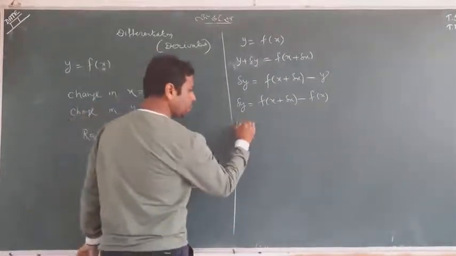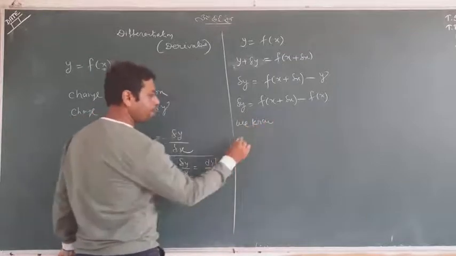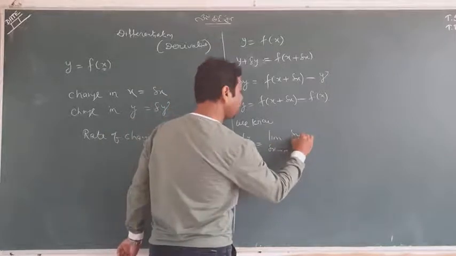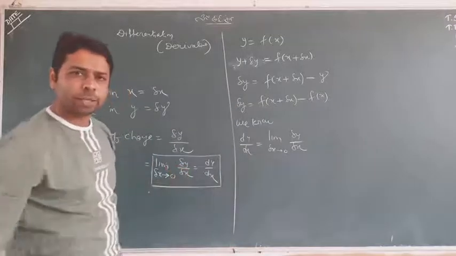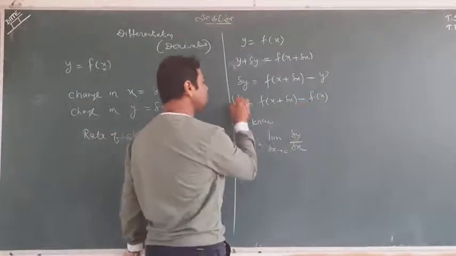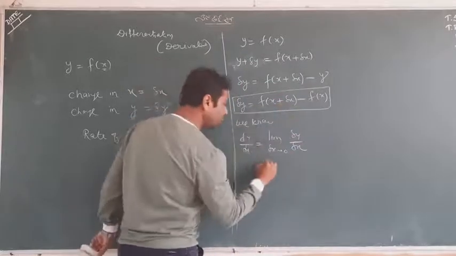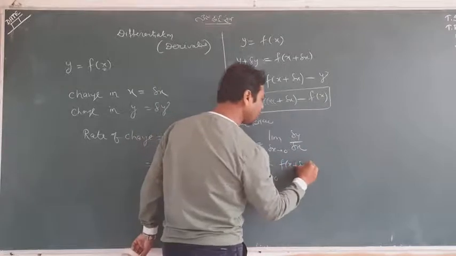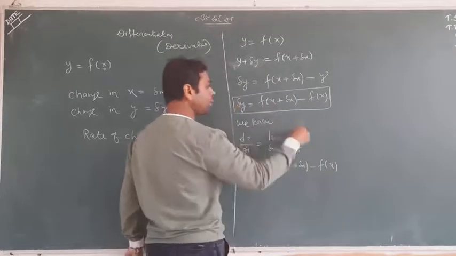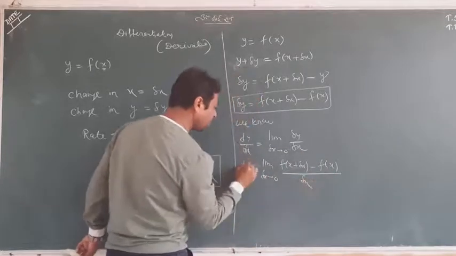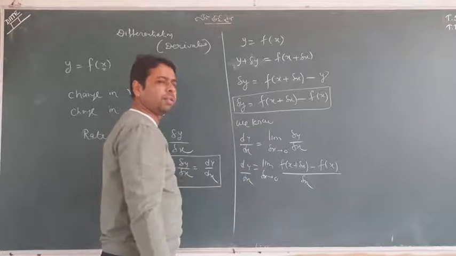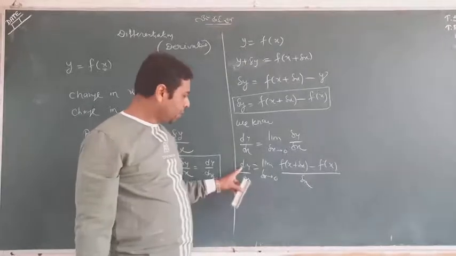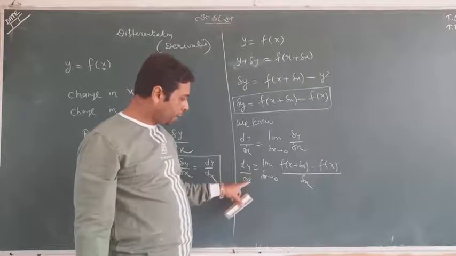And student, I will now use this formula. We know dy by dx is equal to limit del x tends to 0 of del y upon del x. We have already seen it. So can you put in the value of del y? This particular value is the value of del y. So limit del x tends to 0, instead of del y, you can put f of x plus del x minus f of x, and upon del x is there. This is the definition of differentiation, dy by dx. It is called differentiation of y with respect to x.